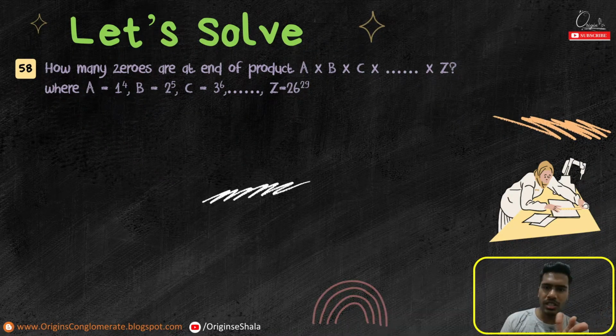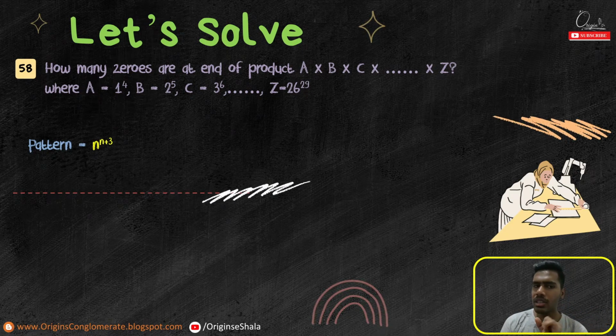So here we have a series from A till Z, all of them multiplied together, and we have been given values that A equals 1 raised to 4, B equals 2 raised to 5, Z equals 26 raised to 29, all the way till there. Now, the solution is very simple. First, I will identify the pattern here, that A is equal to 1, B is equal to 2. This is a simple pattern, right?